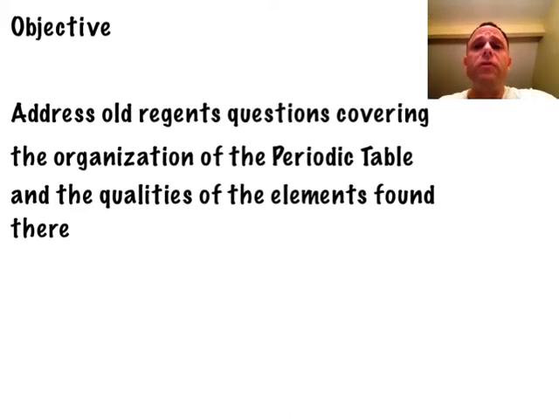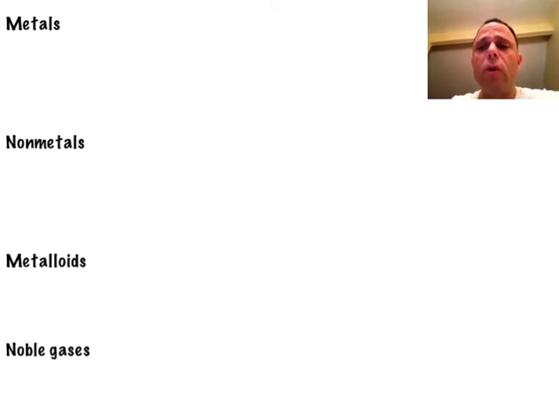So hi everyone, in this video we are going to address old Regents questions covering the organization of the periodic table and the qualities of the elements found there. Let's start with the qualities. Alright, so let's go over the qualities of the different elements that are found on the periodic table. For one, we have metals.